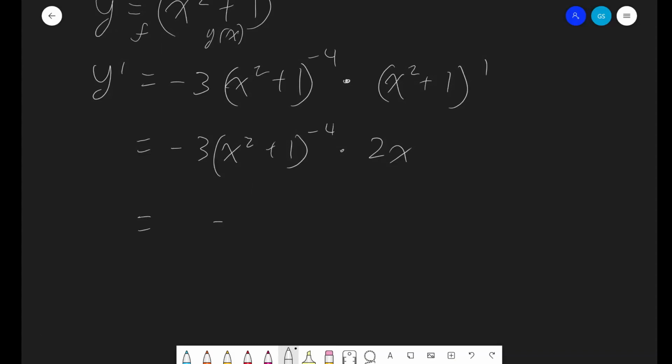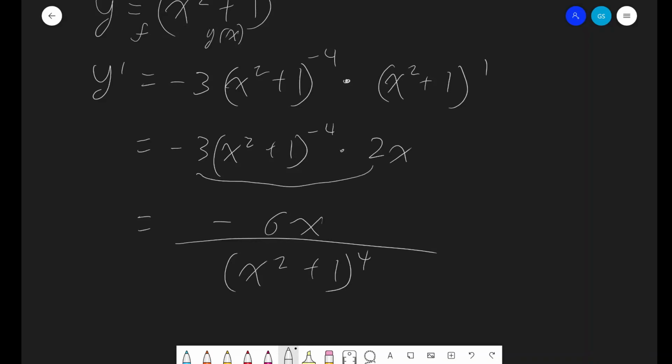And then you get negative 6x all over (x squared plus 1) to the fourth power, right? Because 2 times negative 3 is negative 6. And then there's a negative 4 here, so that means it must go under the 1. And so that is what you get, negative 6x over (x squared plus 1) to the fourth power.